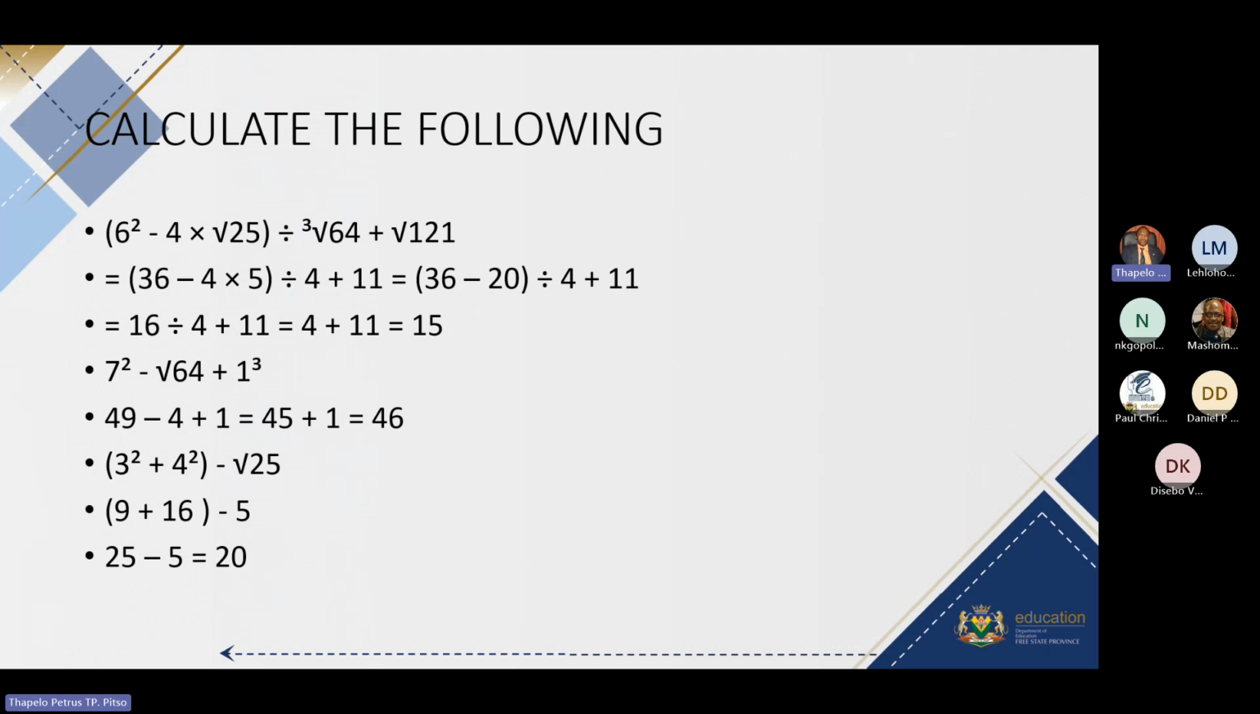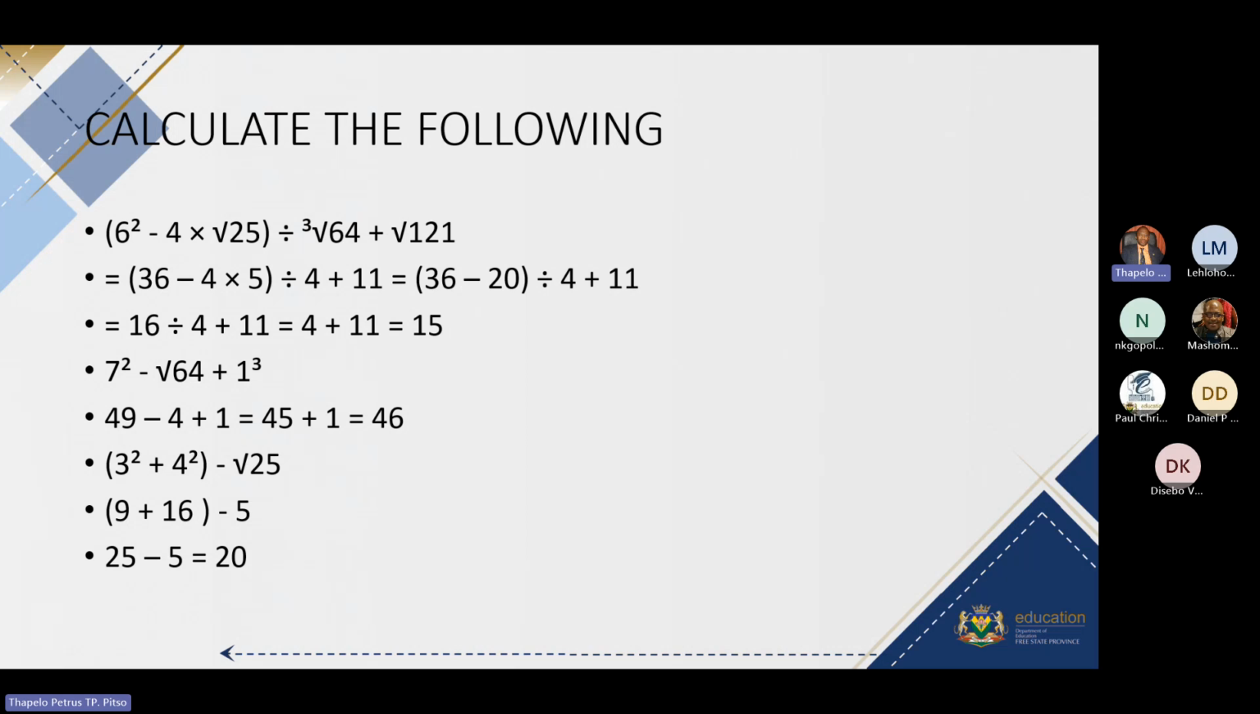Let's see. Therefore, 7 squared is 49. Then we go to the next one. Square root of 64 is 8. Just a mistake there, the square root of 64 is 8. And then cube root of 1 is 1. 49 minus 4 is 45, plus 1, which is 46. An apology here, the square root is of 64.